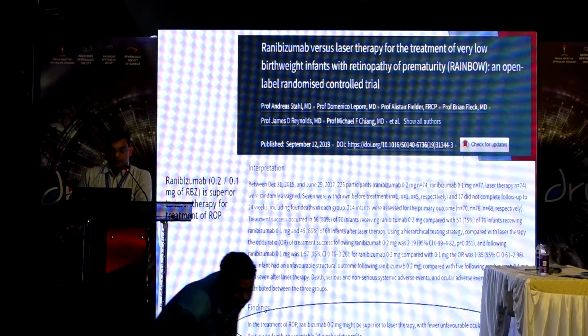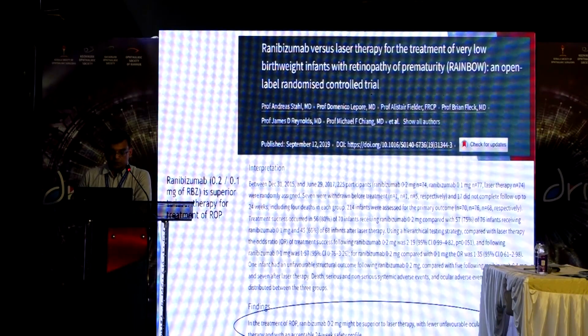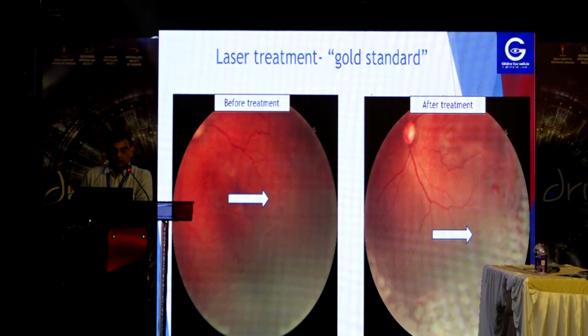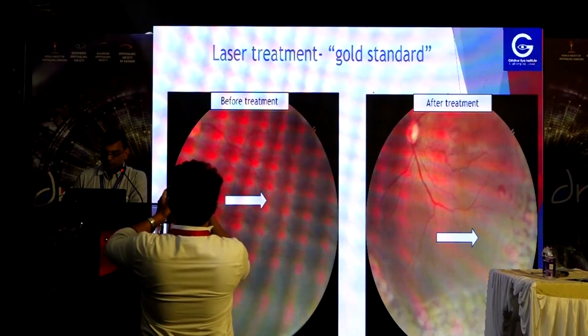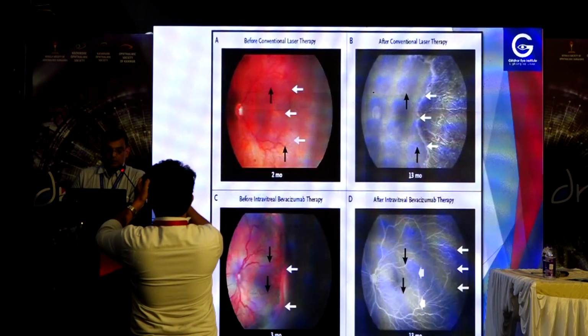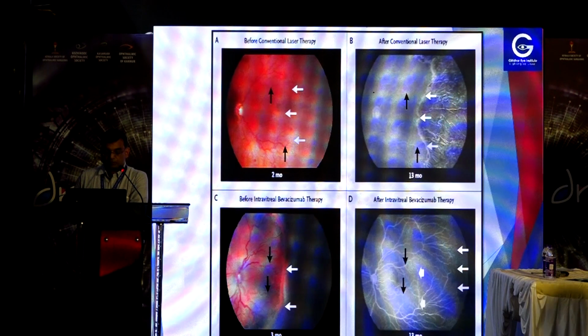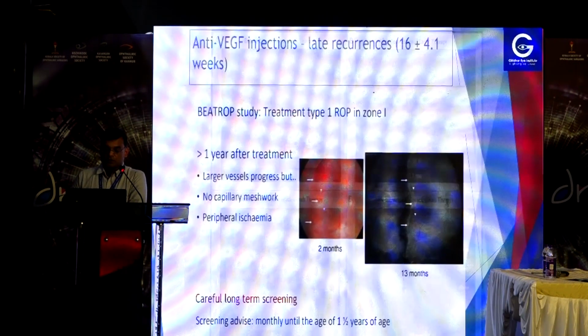The RAINBOW trial is a recent landmark trial which has shown the benefit of ranibizumab as superior to laser treatment for ROP. Still, laser is the gold standard treatment, and this is showing our case, in which you can see after stage 3, in the peripheral avascular retina, laser marks have been given with near confluent burns. Anti-VEGF and laser have a difference. Anti-VEGF causes significant vascularization to the periphery without leaving much damage or scarred peripheral retina, but laser causes significant scarring in the peripheral retina, which has further sequelae and complications in later life.